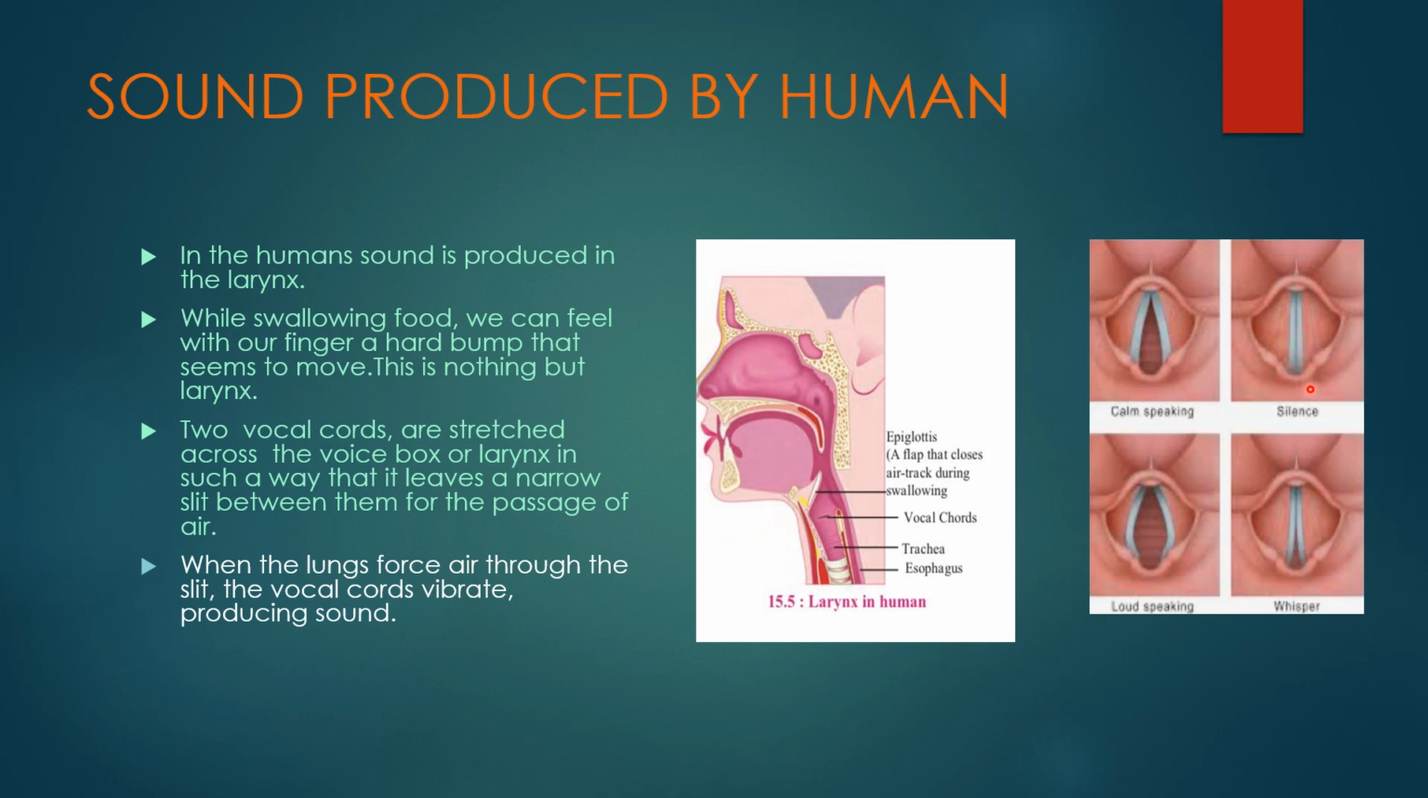The muscles attached to the vocal cords can make the cords tight and loose. These are the muscles. When the vocal cords are tight and thin, the quality of voice is different.